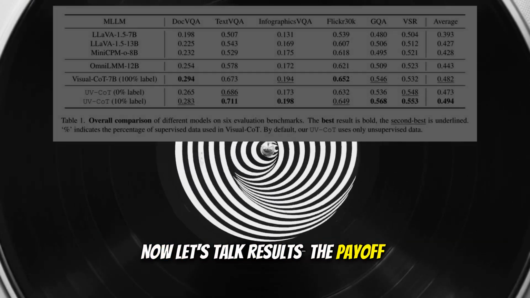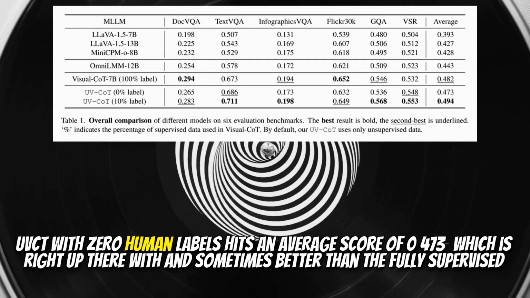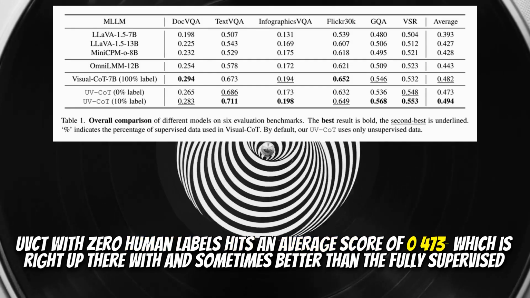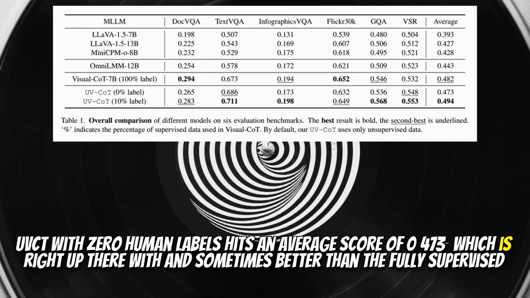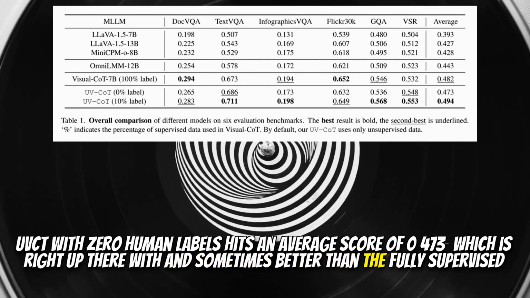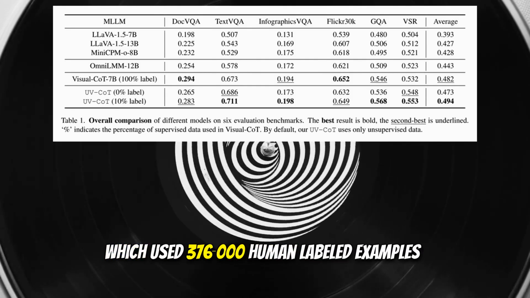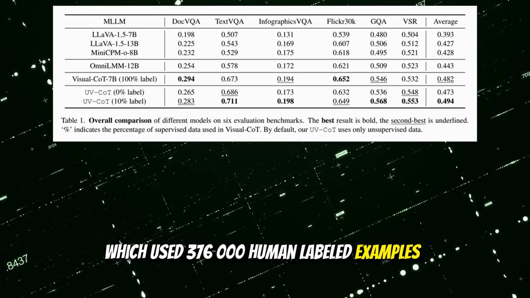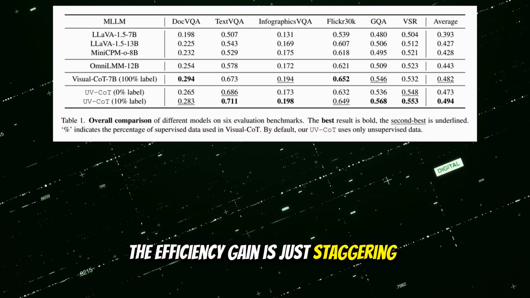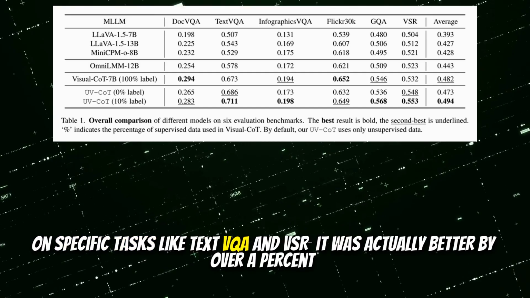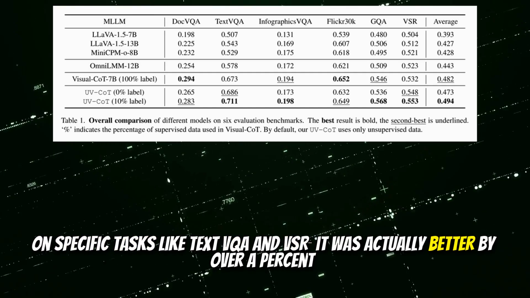The payoff. UV-CoT with 0 human labels hits an average score of 0.473. Which is right up there with, and sometimes better than, the fully supervised Visual CoT 7B. Which used 376,000 human-labeled examples. The efficiency gain is just staggering. On specific tasks like text VQA and VSR, it was actually better by over 1%.